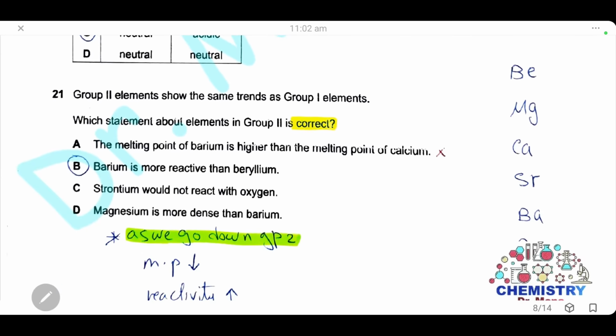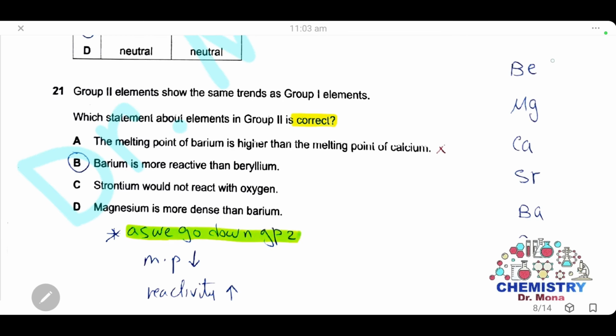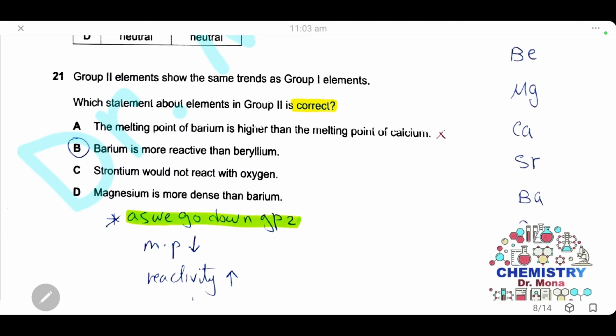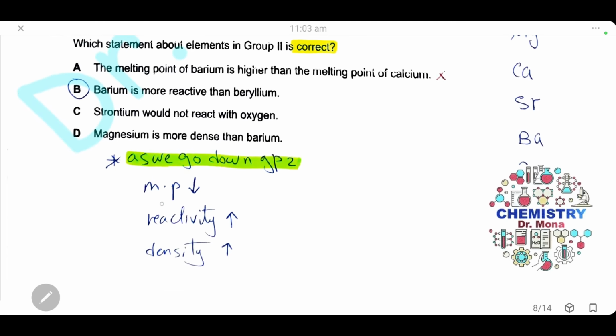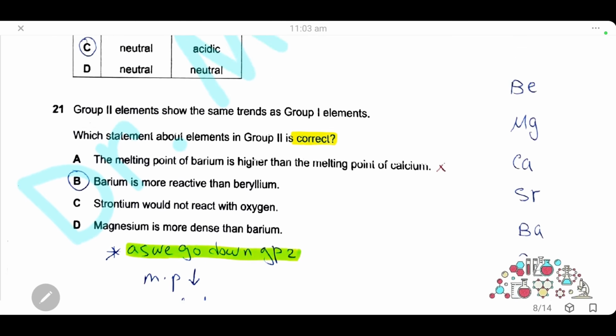21. Group 2 elements show the same trend as group 1 elements. Which statement about the elements of group 2 is correct? Here group 2 shows the same trend as group 1, so as we go down the group, the melting point will decrease, reactivity will increase, and the density will increase. Here I have the elements of group 2, beryllium, magnesium, calcium, strontium, and barium. So we're going to choose the same trend as group 1.